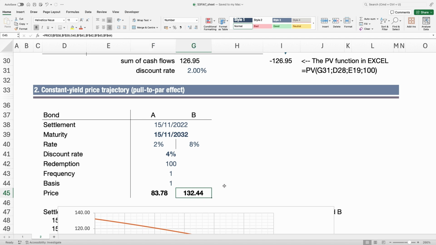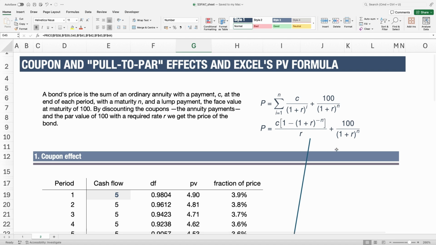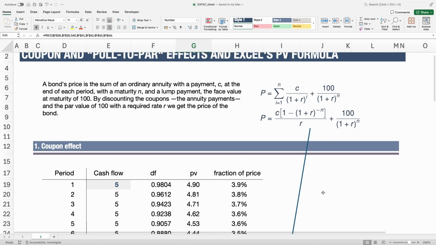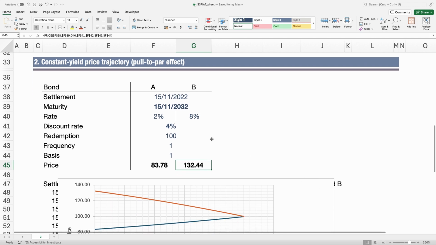You see we're still using Excel's formula to price these bonds. I have left the equation we're using right now. We have no accrued interest here because we're photographing these bonds on coupon dates every year from when they have a time to maturity of 10 years until they mature. Their prices with 10 years before maturity are 83.78 and 132.44.